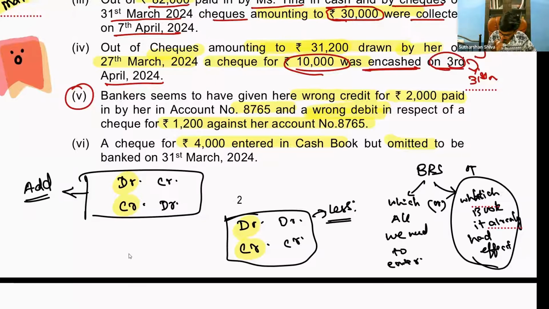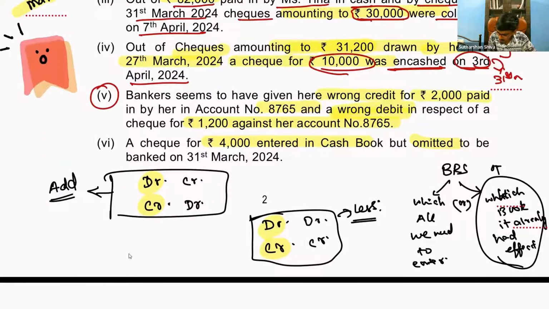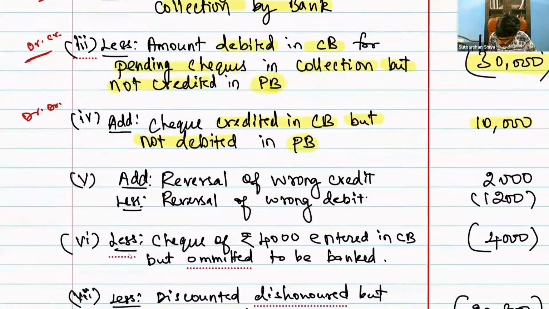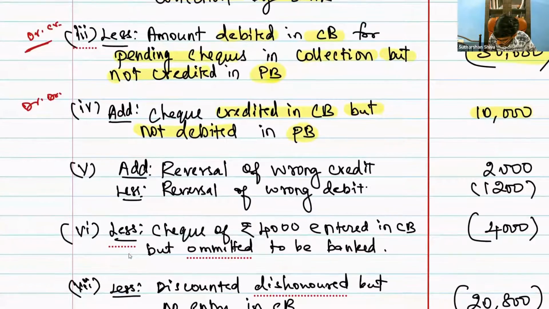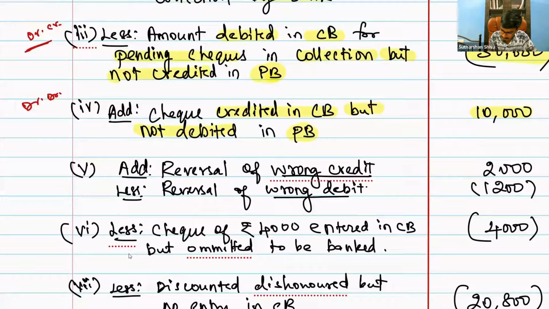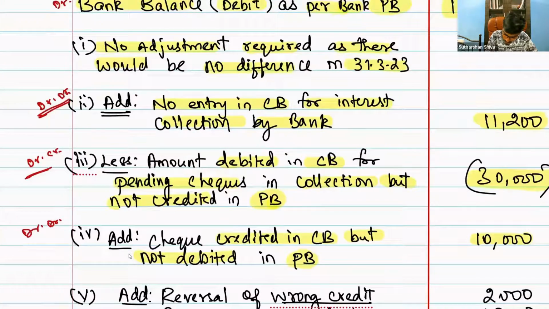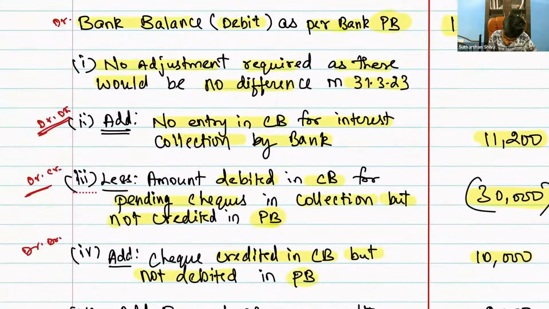Next, we'll go for the fifth one. Banker seems to have given a wrong credit of 2,000 paid by her in account and a wrong debit in respect of check. One is a wrong credit, one is a wrong debit. So we need to rectify this. Wrong credit, we will reverse by adding. Wrong debit, we will reverse by subtracting. Okay, I don't want to confuse you, so I will remove this part.